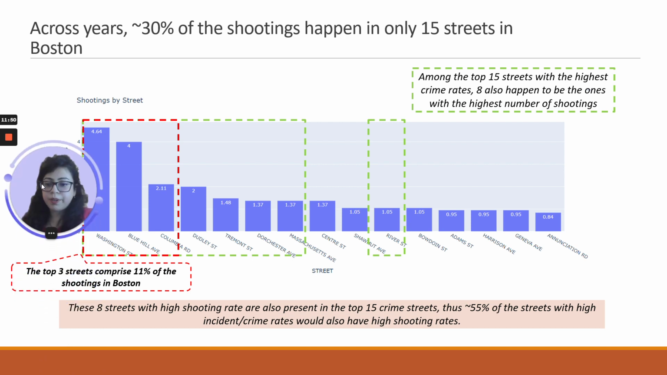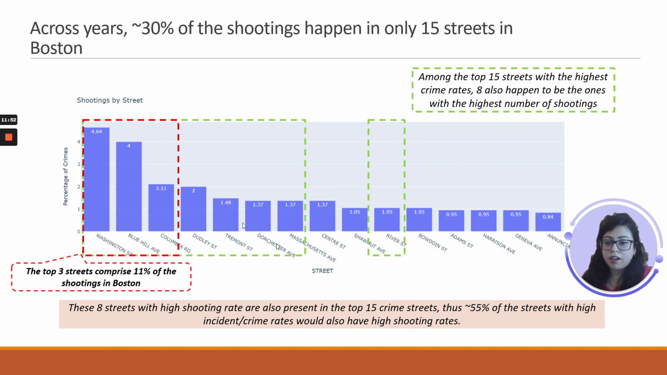Similarly, here as well, we do see that the top three streets comprise 11% of shootings in Boston, right? Of the top 15 streets, eight also happen to be the ones with the highest number of shootings, the ones in green. The ones in red are the top three streets, which comprise 11%. So these are the eight streets that I've highlighted here. They are also present in the 15 crime streets. 55% of streets with high incidents would also have high shooting rates.